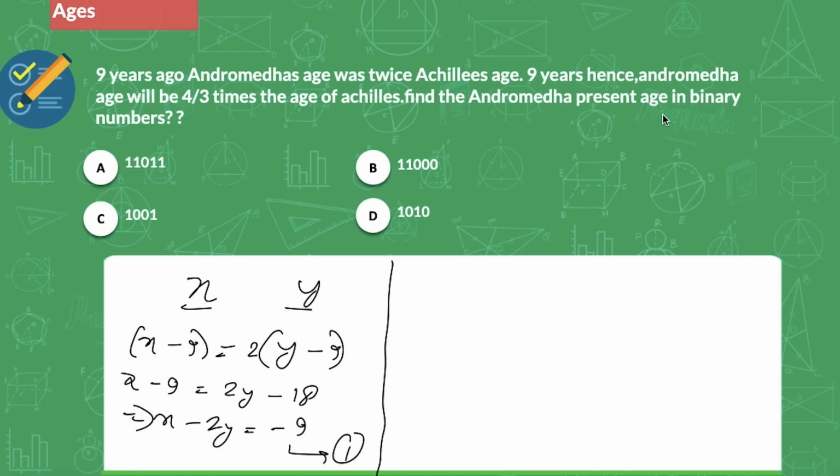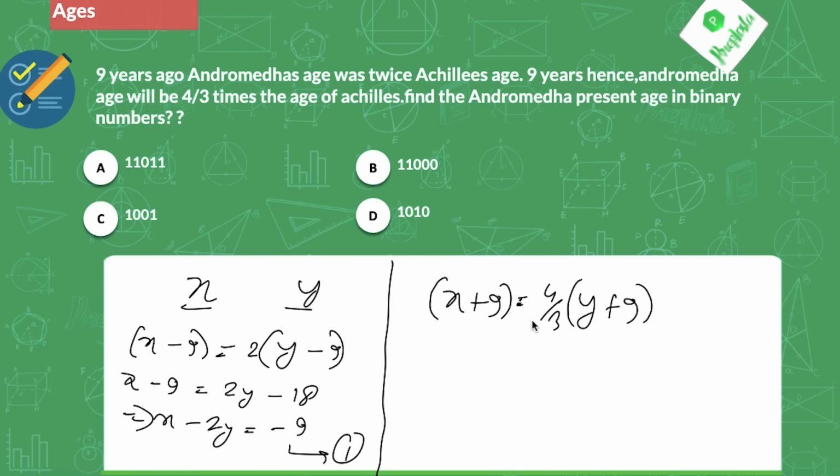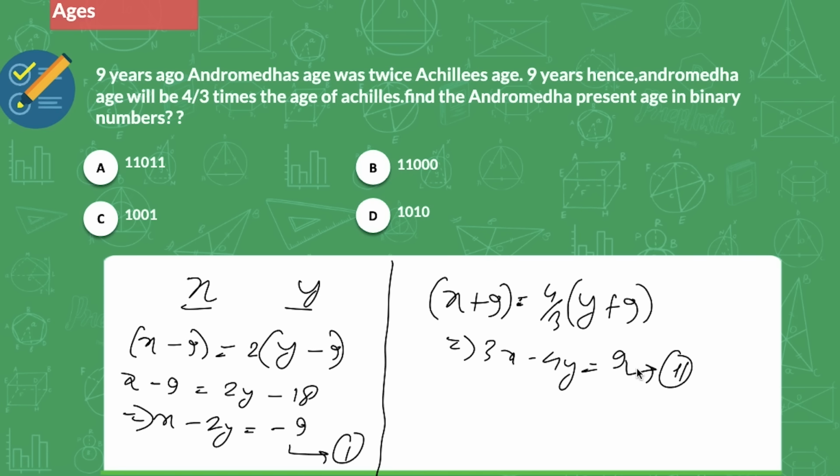Now, 9 years hence, Andromeda's age will be 4/3 times the age of Achilles. So, after 9 years, what will be the age of Andromeda? X plus 9. Age of Achilles will be Y plus 9. And it says Andromeda's age will be 4/3 times. So, to equate this, we have to multiply 4/3 with the age of Achilles, right? So, from here, I'll get the equation as 3X minus 4Y is equal to 9. The second equation from here.